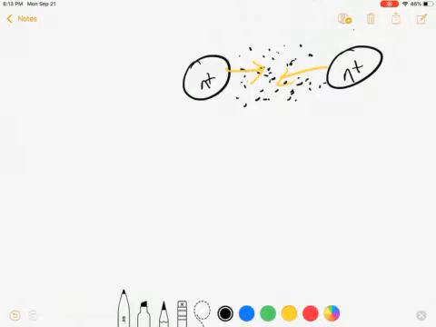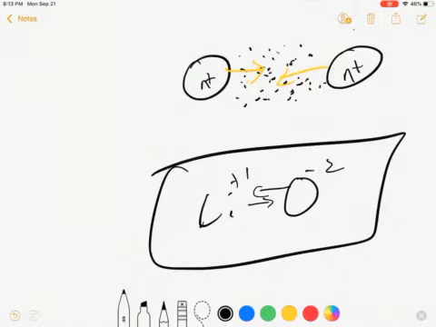Ionic bonds, you'll have 2 ions. You'll have lithium and you'll have oxygen, perhaps. If this has a -2 charge and this has a +1 charge, well, these will, of course, be attracted to each other because opposites attract. All right, so that's the sharing thing.